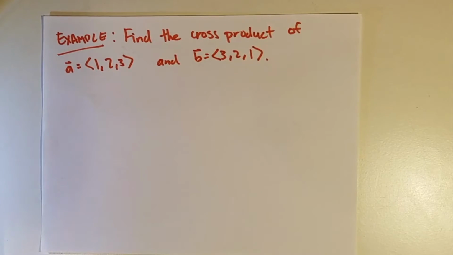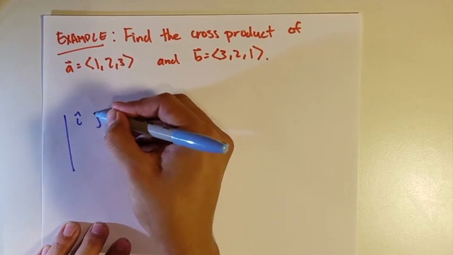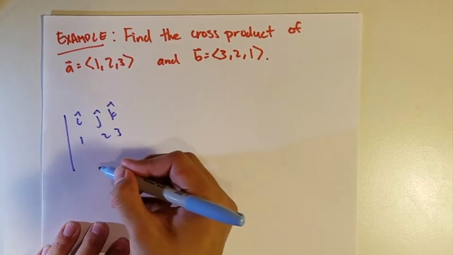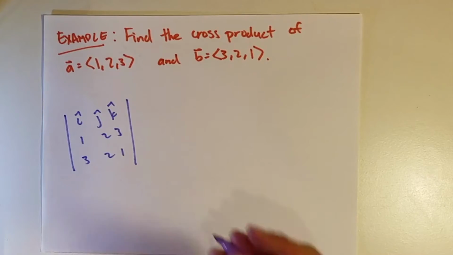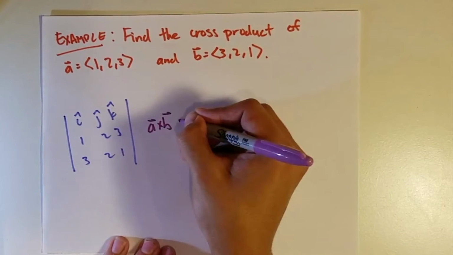Our first step is to construct our matrix. The first row will be i, j, k, the second row will be 1, 2, 3, and the third row will be 3, 2, 1. Now let's find the determinant of this matrix.